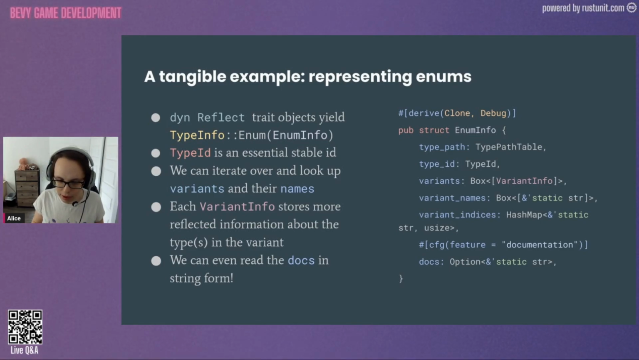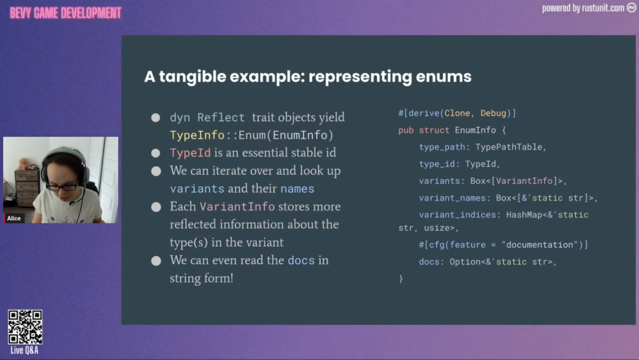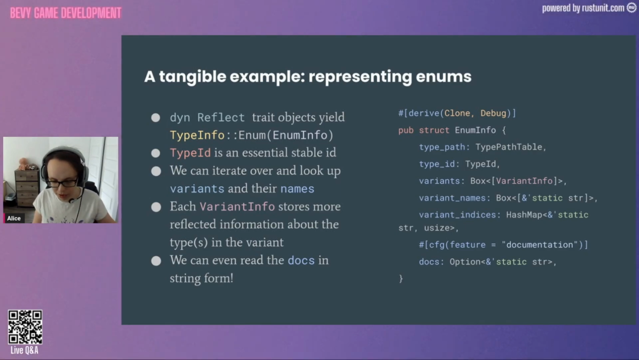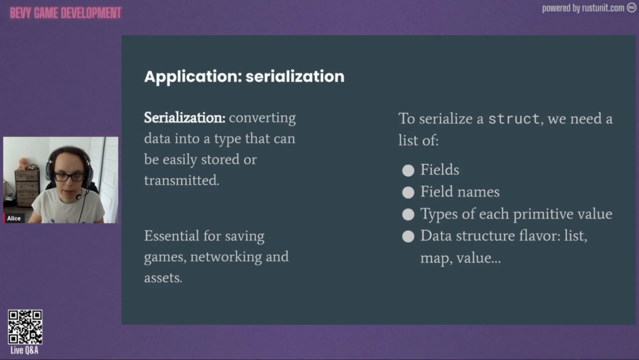The other thing that you'll notice there is we have a feature flagged field called docs, which will just give you an option of a string. So if the docs were properly generated and exist, you can just pull them up at runtime and say, hey, what's the docs for this type? And I'm very excited to use that for the editor.